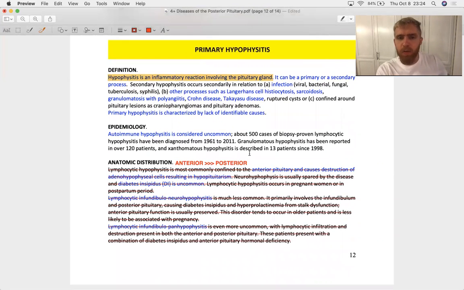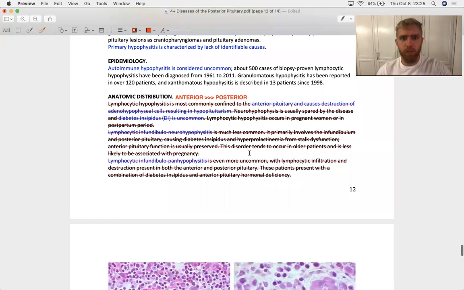Primary hypophysitis. Well, hypophys, pituitary, itis, inflammation. So it's an inflammatory reaction involving the pituitary. It can be due to a handful of things. Systemic diseases such as autoimmunities, Crohn's, Takayasu disease, that's a large vessel vasculitis, remember. GPA, granulomatosis with polyangiitis, that's pulmonary renal syndrome. Sarcoidosis, that's just systemic fibrosis, essentially. Langerhans cell histiocytosis, don't really know that. Post-infection, viral, bacterial, fungal. A lot of things can give you hypophysitis.